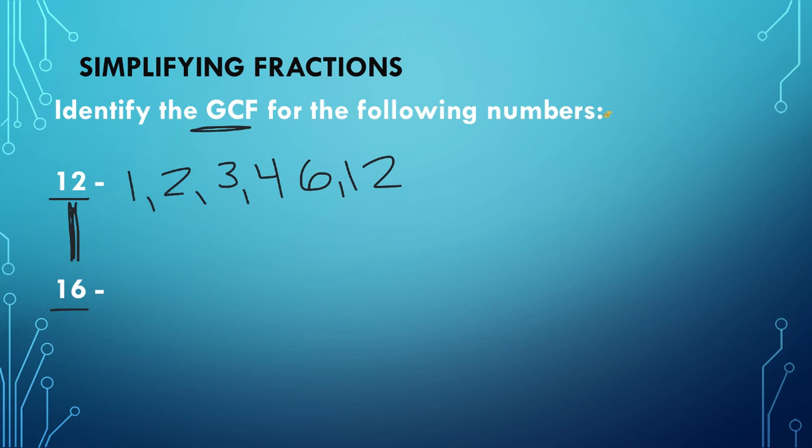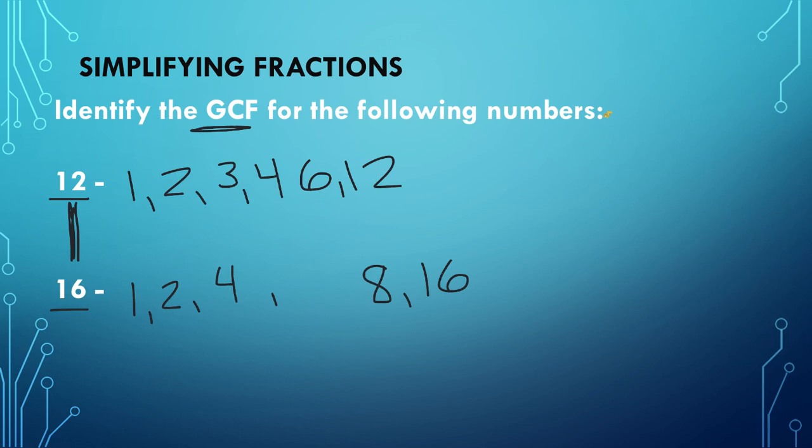So let's list them out for 16. We always know 1 and 16. Let's see, 2. It's an even number, so it should work, and half of 16 is 8. Try 3: 3, 6, 9, 12, 15. Nope, 3 doesn't go in there. What about 4? 4, 8, 12, 16. We should have 4, and that would be 4 times 4. So there are no other numbers in between.